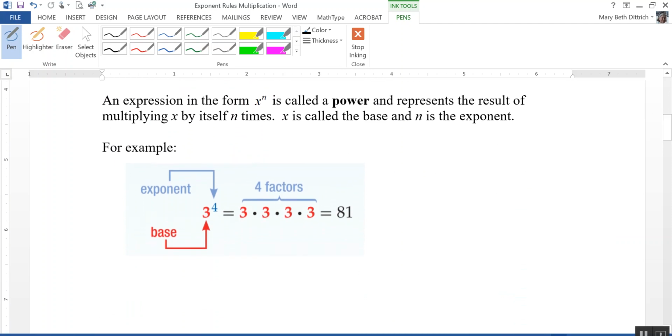An expression in the form of x raised to the power of n is called a power and represents the result of multiplying x by itself n times. X is called the base and n is called the exponent. Here's an example. So 3 to the 4th power, 3 is the base, 4 is the exponent. That 4 refers to the fact that 3 is multiplied by itself 4 times to give you 81.